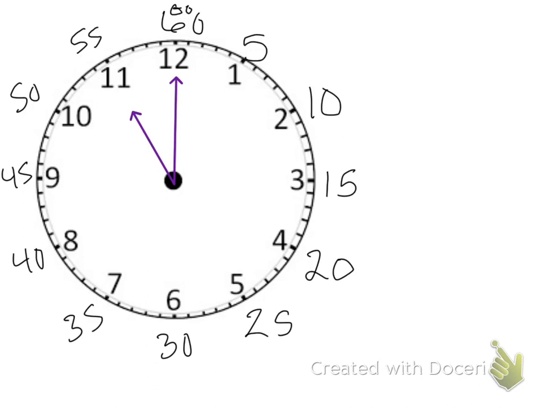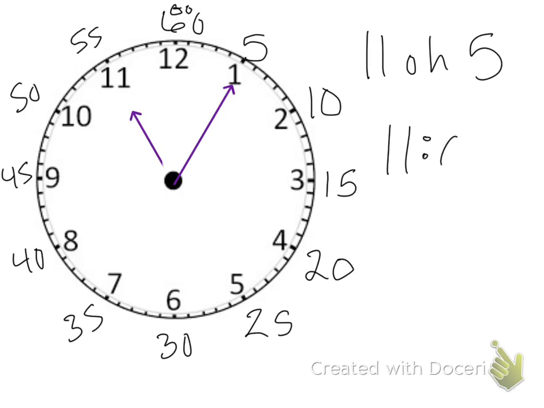So, if I have this time on the board, we're starting at 11 o'clock. But I can move my minute hand and have it point to the 1. We would say that this is 11:05. We can also say it's 5 minutes past 11 or 5 minutes after 11. The digital time looks like this, 11:05.